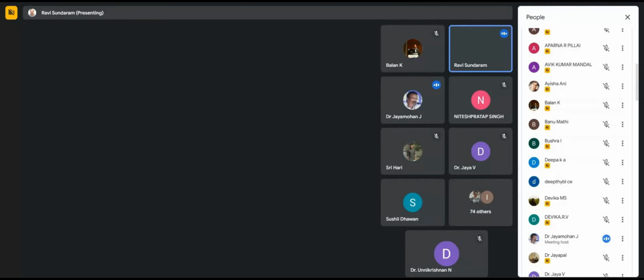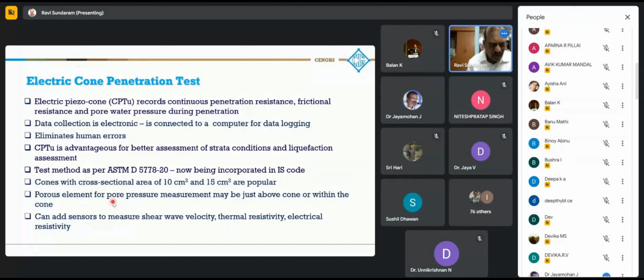There is a porous element for pore water pressure measurement just above the cone. And the advantage is that you can also add other sensors to measure shear wave velocity. This would be the seismic cone. Also thermal resistivity, electrical resistivity, etc. So these kinds of technologies are available.